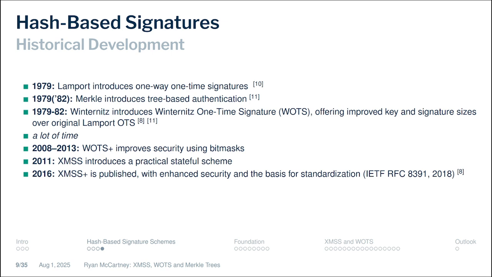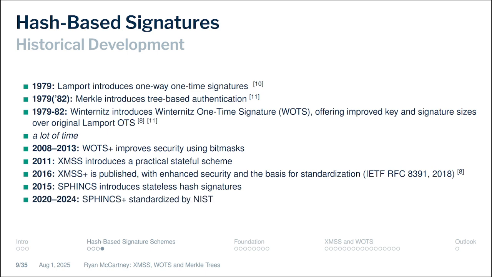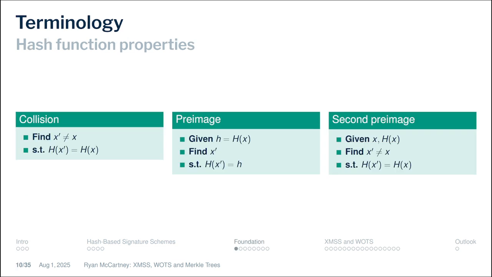XMSS has many variants, such as XMSS multi-tree, XMSS-T, and XMSS plus. And XMSS is also being standardized and has been RFC 8391 since 2018. And in 2015, SPHINCS introduces stateless hash-based signatures. And then in 2020, SPHINCS+ gets also standardized by NIST, the National Institute of Standards and Technology.